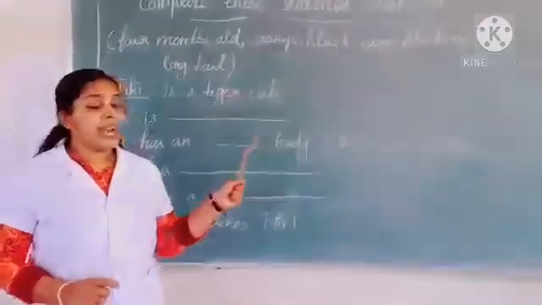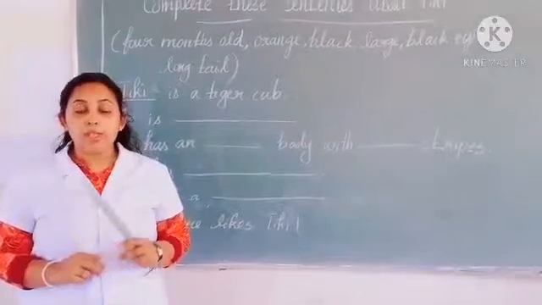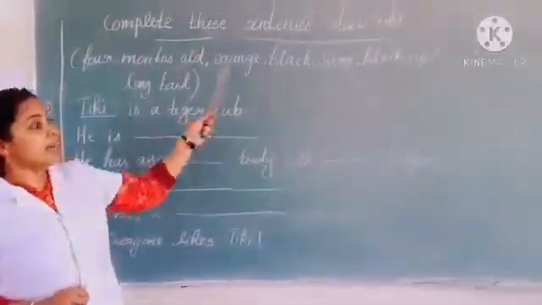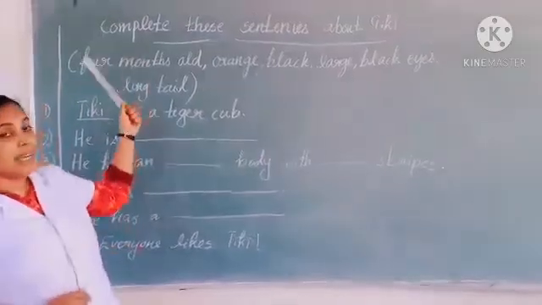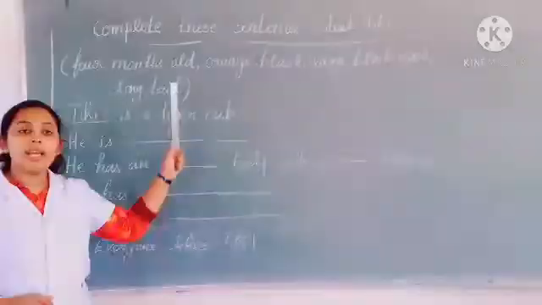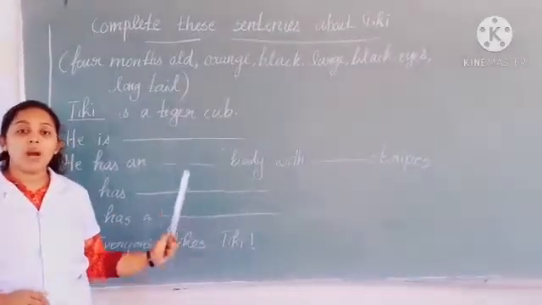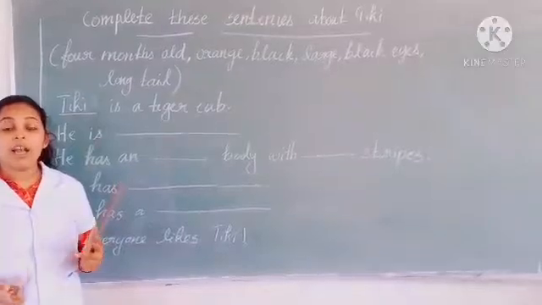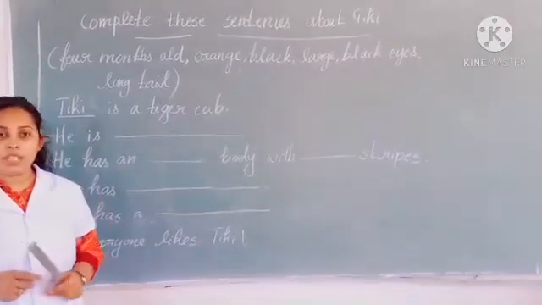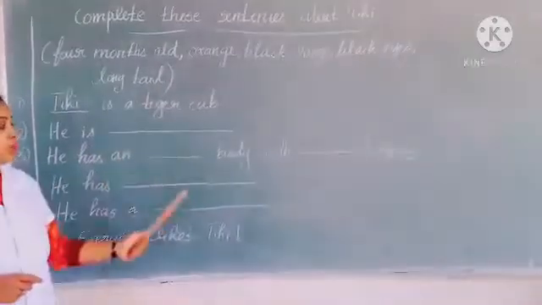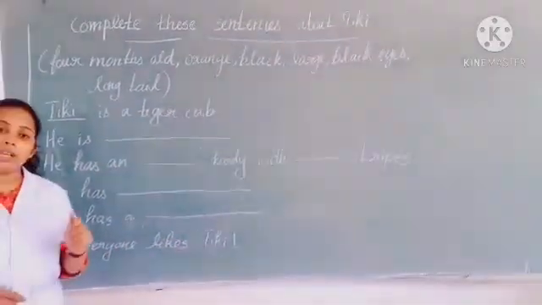So shall we do the exercise? Page number 36, we can see a tiger cub. So we can name it Tiki. Here they are given some sentences. What is the heading? Yes, complete these sentences about Tiki. Here they are given some sentences about Tiki, but some words are missing. Who is Tiki? Yeah, the tiger cub, the baby of the tiger.